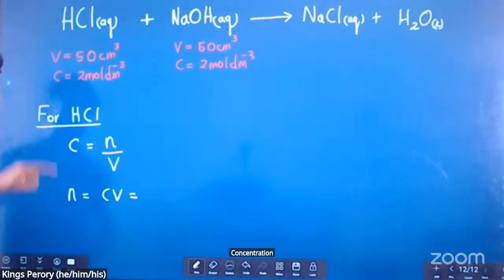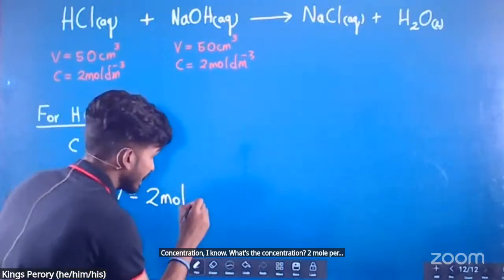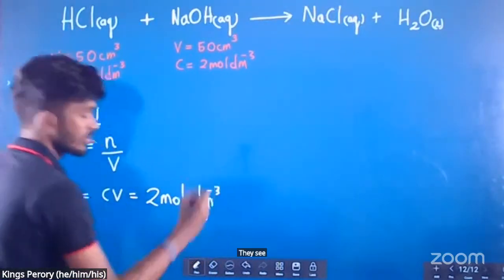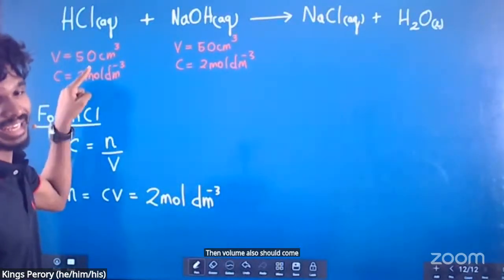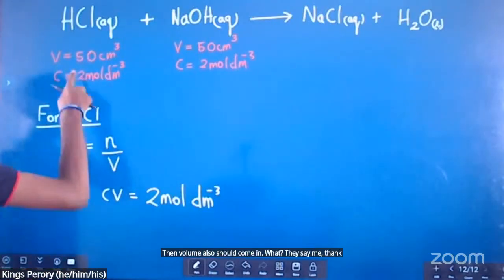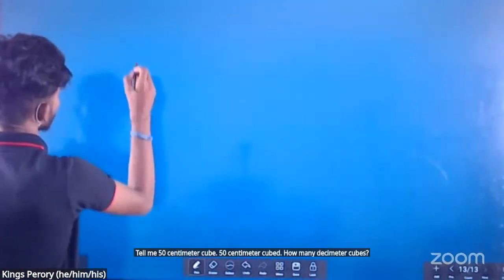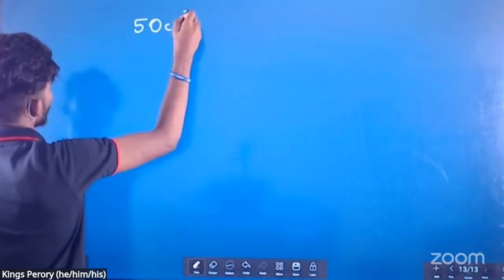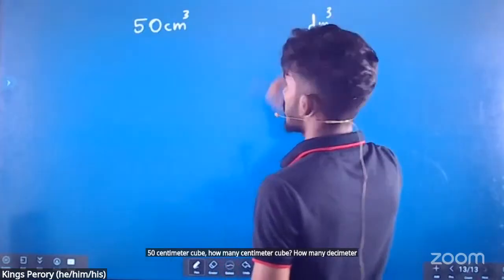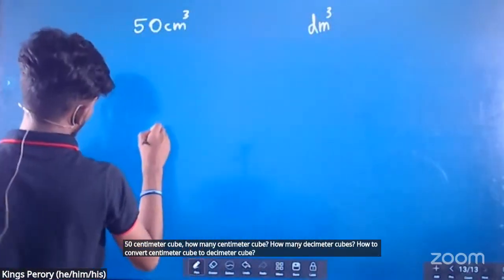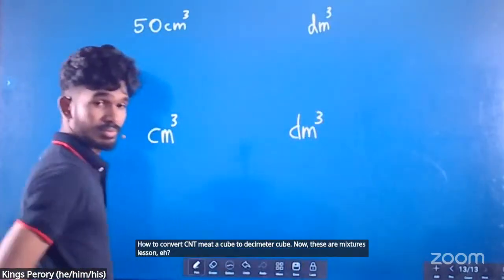Concentration I know. What's the concentration? 2 mole per decimeter cube. Concentration has come in decimeter cube, so volume also should come in decimeter cube. Tell me, 50 centimeter cube is how many decimeter cube? How to convert centimeter cube to decimeter cube? These are mixtures lesson. How to convert? What do you do?